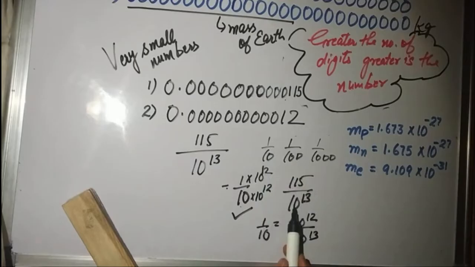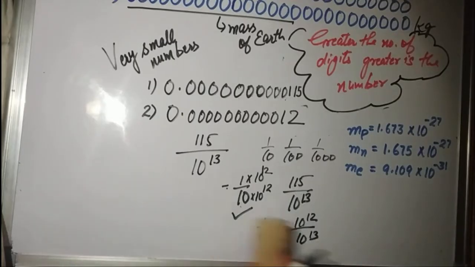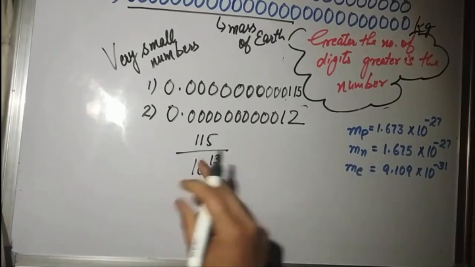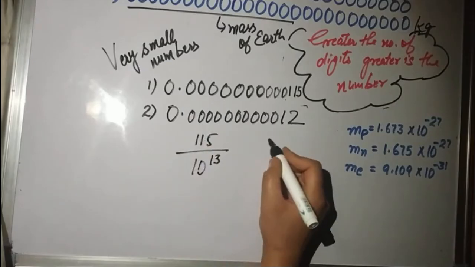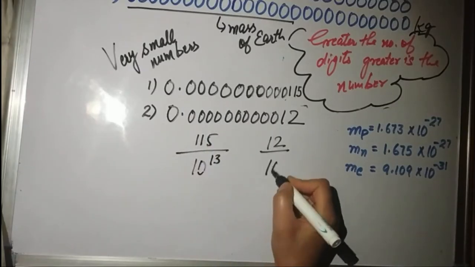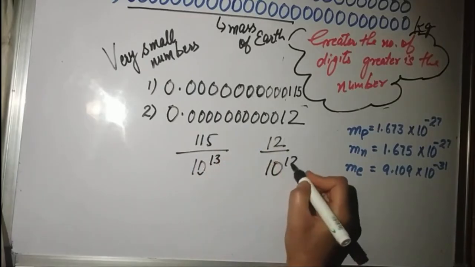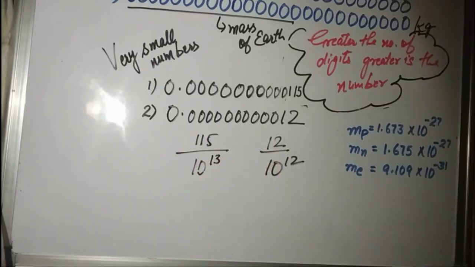So you can say doing 10 raised to power 13 parts and giving 10 raised to power 12, and this is 10 raised to power 13 and giving only 115. 10 raised to power 12 means 1 followed by 12 zeros. So here we have to compare this and this one, which is 12 over 10 raised to power 12. Which one is greater?